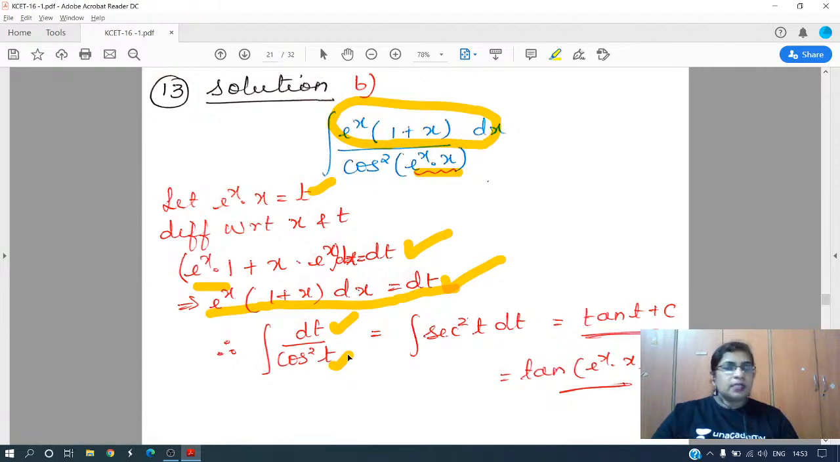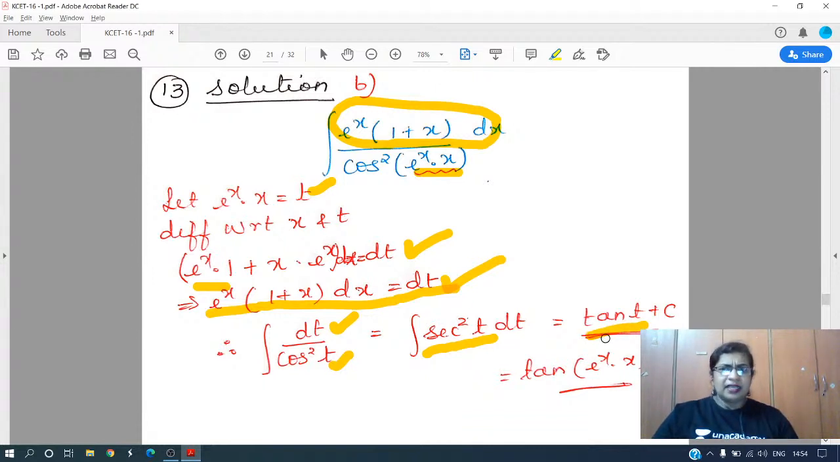Who is the reciprocal of cos? Secant. So 1 by cos square t will become secant square t. And what is the integral of secant square? Secant square's integral is tan, isn't it? So my answer is tan t plus c.